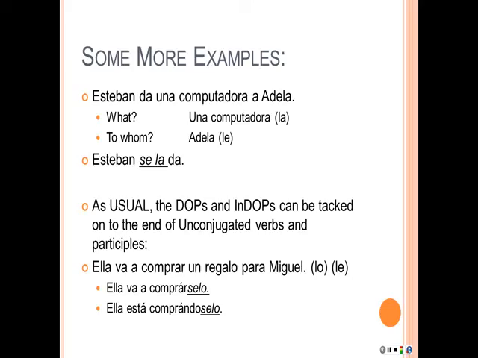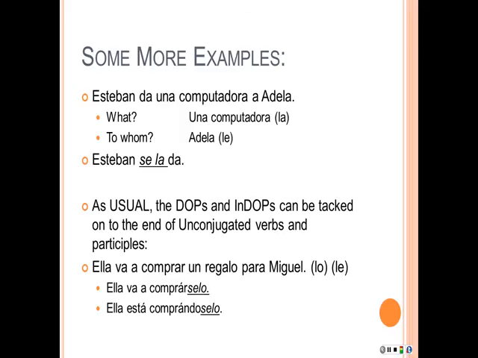So the se is, oh, whoops, I forgot the sentence. Ella va a comprar un regalo para Miguel. For me, I have to do this even still. What is she going to buy? Un regalo. So lo, because el regalo is singular and masculine. So that's our lo. Who is she going to buy it for? Miguel, which is le, but we can't have lole or lelo, so we have to have se lo.